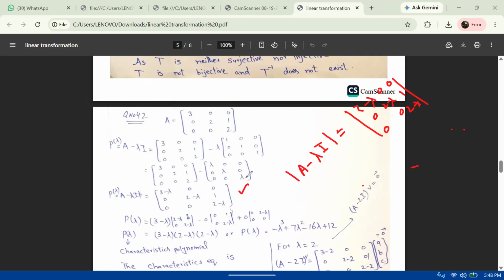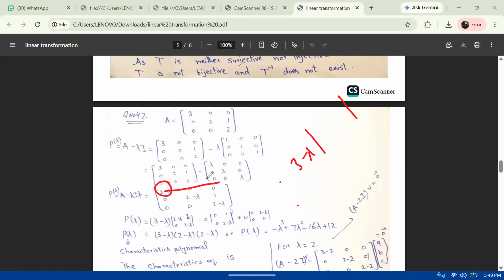I forgot this step. After this step, you just write this. You put the straight lines here, here, here, and here, and you find the determinant by the method I have taught you. First you write this element, 3 minus lambda, and you put the straight lines, and you ignore this row and column, and the remaining part comes here, you shift it here.